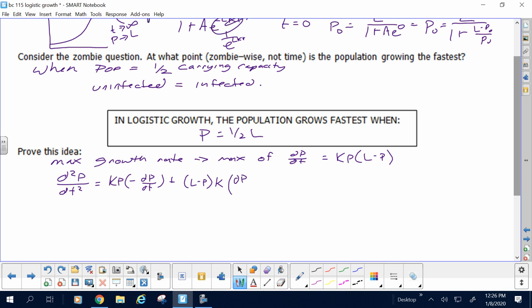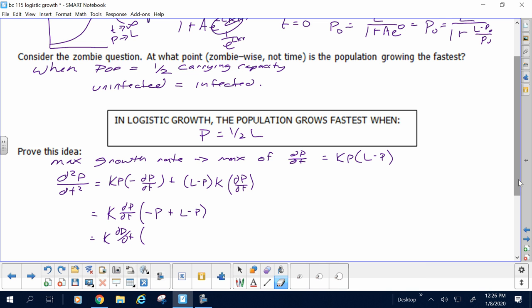K dp dt, yeah? If we pull out a K and a dp dt, what's left in the first guy? Negative P. And in the second guy? L minus P. So we get something like K dp dt, negative P, negative, so L minus 2P, yeah? Yeah?